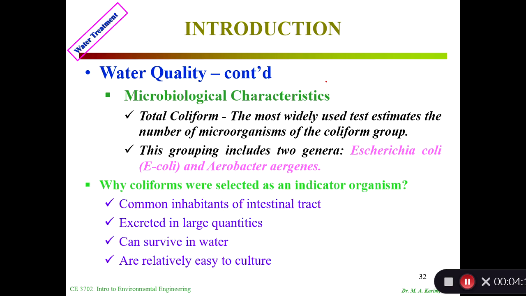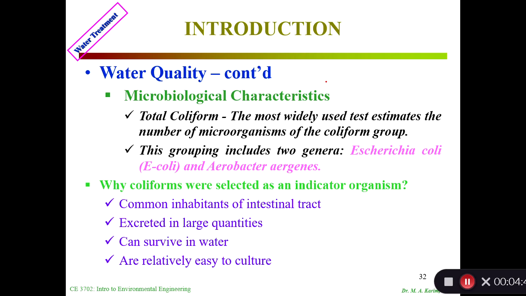Then microbiological characteristics, basically microorganisms in there. So total coliform is one way to measure those. The most widely used test estimates the number of microorganisms in the coliform group. Fecal coliform, total coliform, the other way to group that. The grouping includes two bacteria genera: Escherichia coli and Aerobacter aerogenes. So these are the two. Okay, fecal coliform is another one that comes from humans and animals and other things like that.